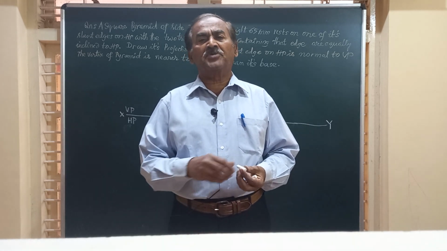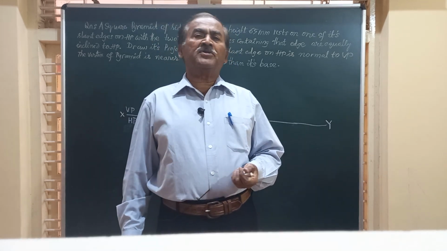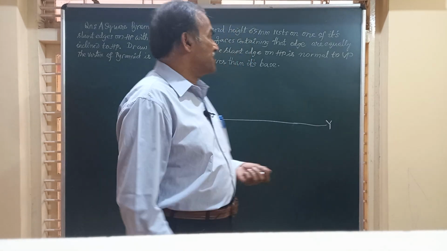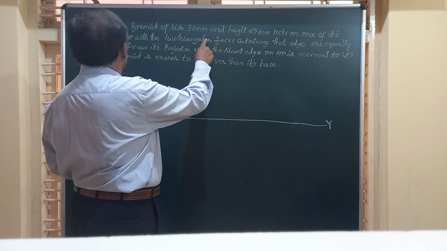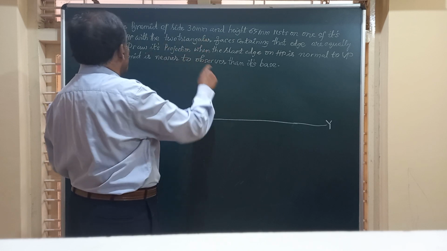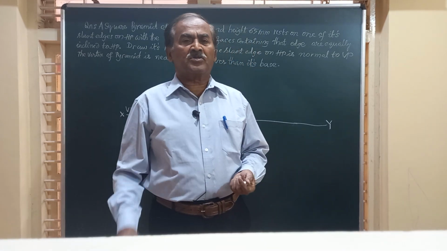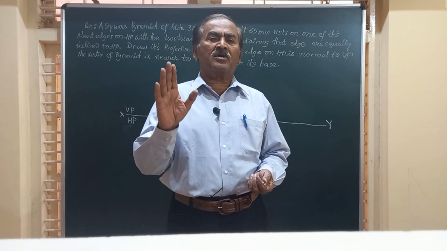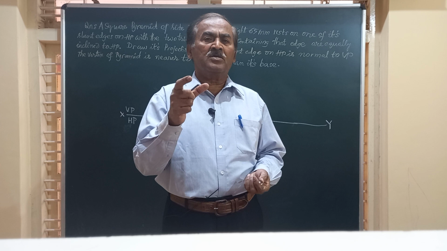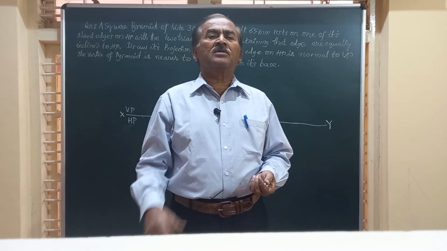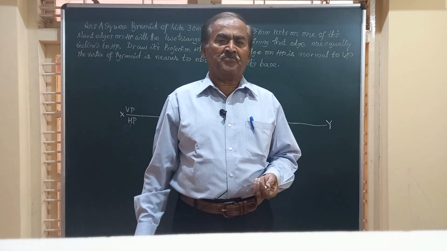And in this video, we are going to work out a problem on the projection of a square pyramid which is resting on one of the slant edges on HP. So the dimensions of the square pyramid are given. The dimensions are the dimension of the base edge and also the height of the pyramid.